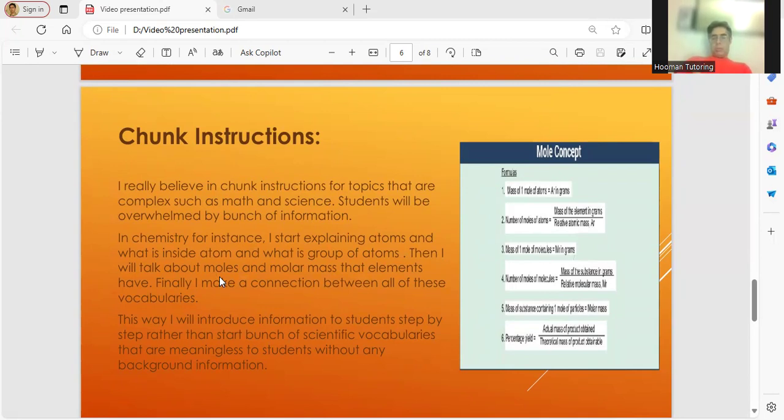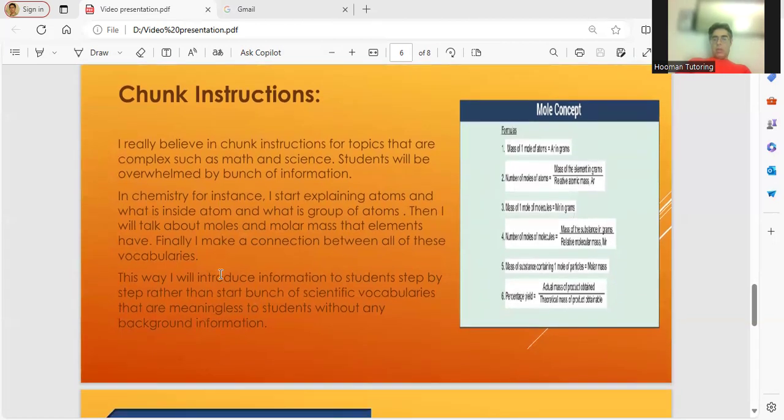Rather than introducing them to a bunch of vocabulary at first, when they don't have any clue and all of it will be meaningless for them, this way I introduce the information step by step, and the students are learning step by step, and then they get some background information.